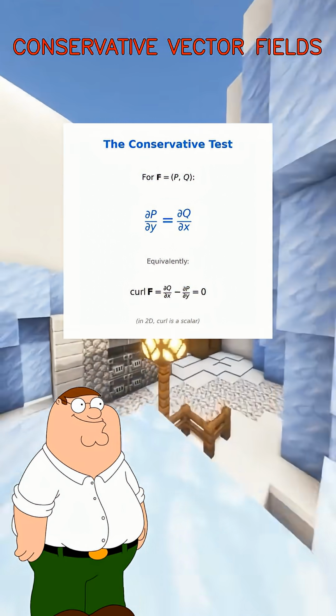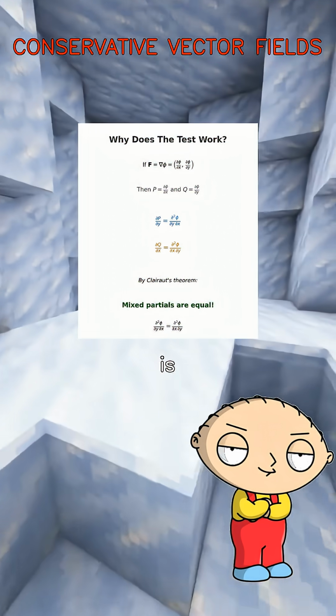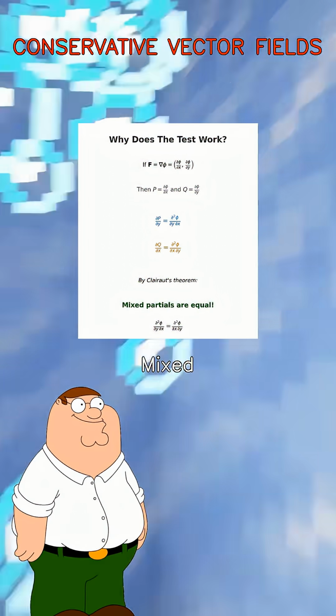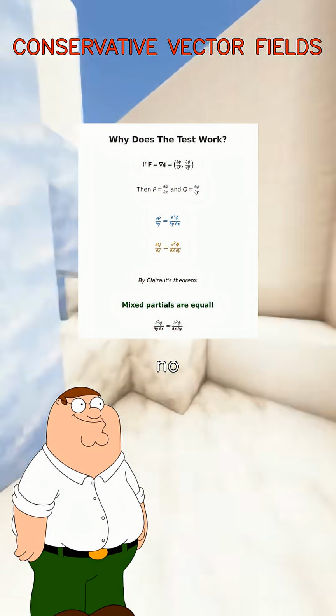But why does that work? If F equals the gradient of phi, then P is the x partial of phi and Q is the y partial. Take cross partials, and they must be equal by Clairaut's theorem. Mixed partials commute. I remember that. So if the test fails, there's no potential function.